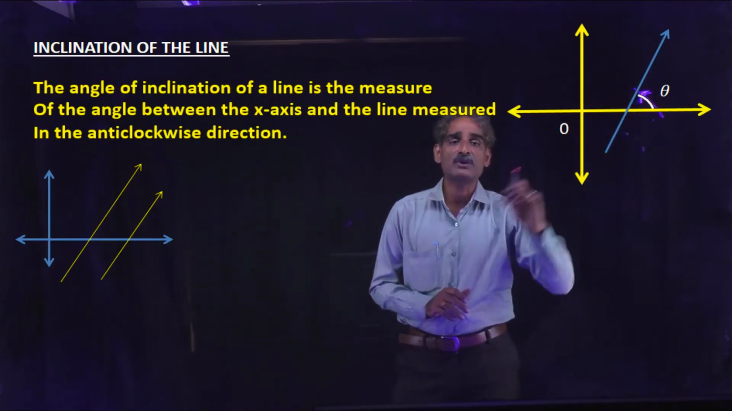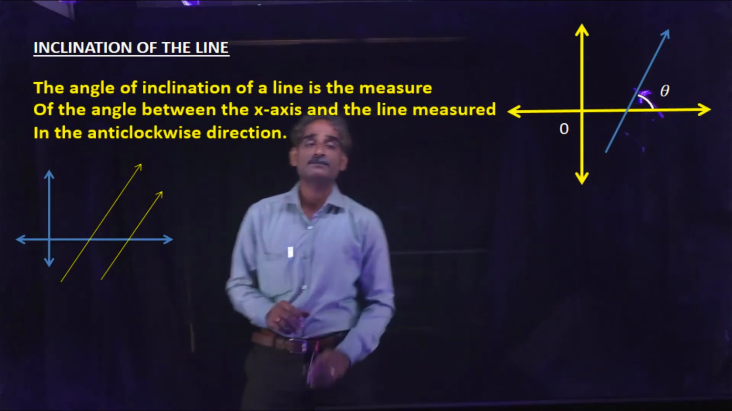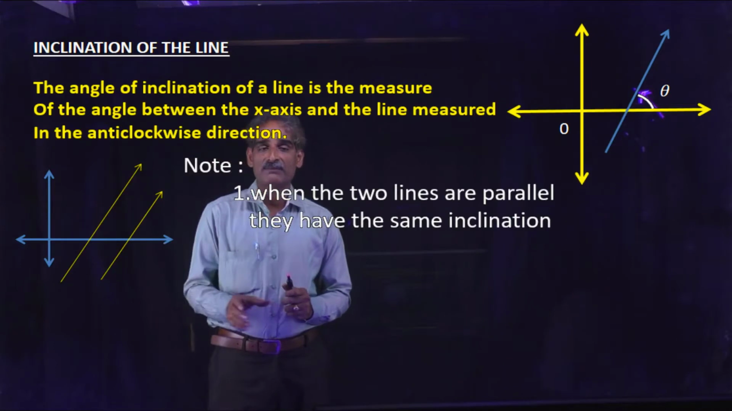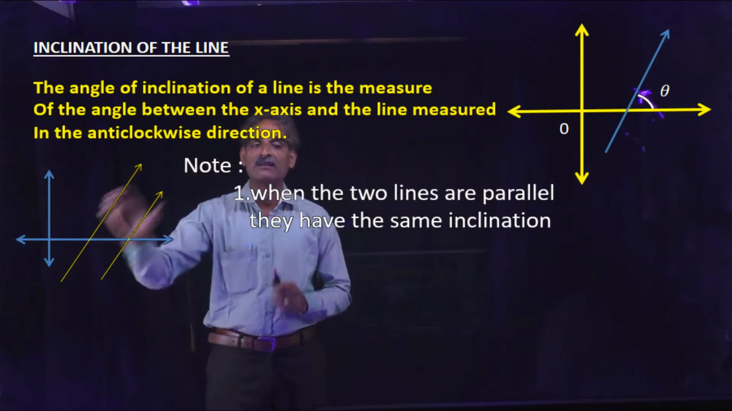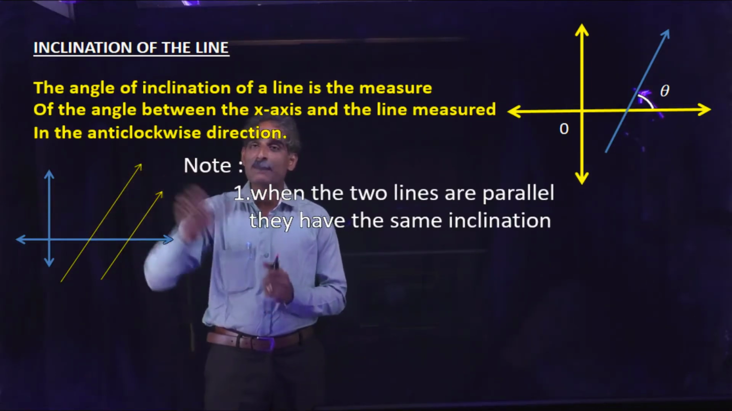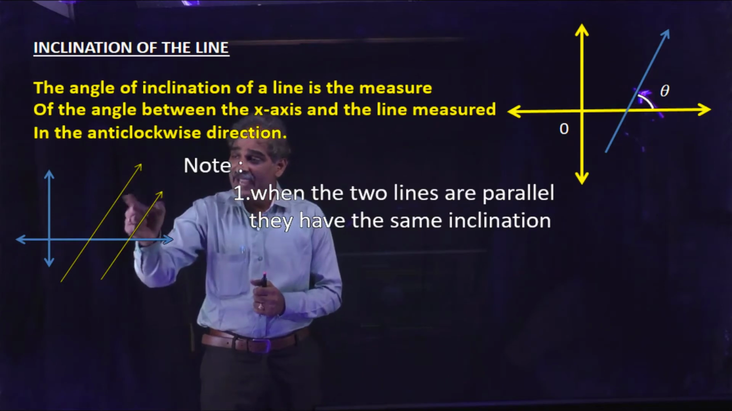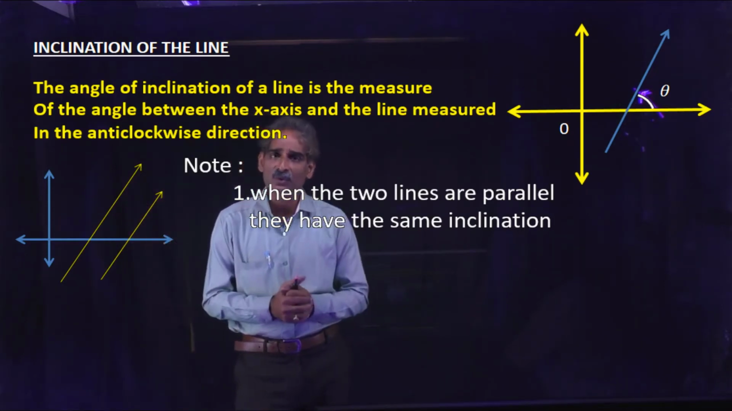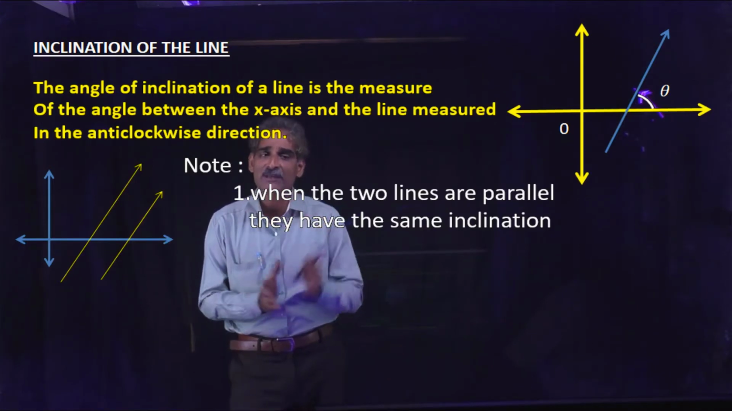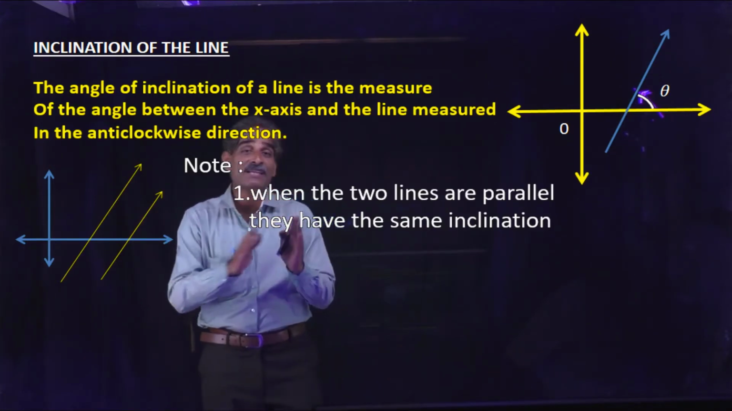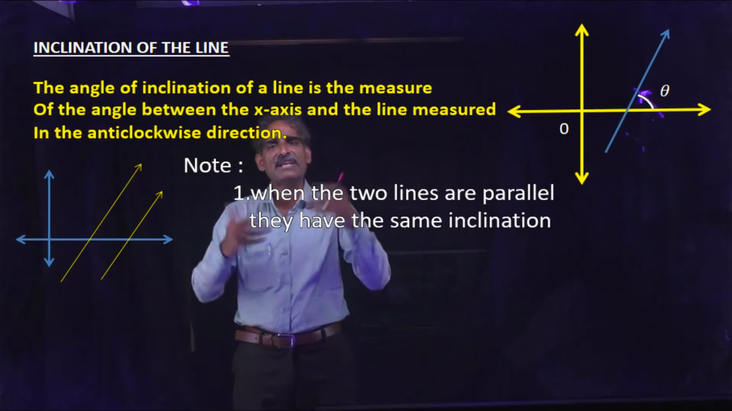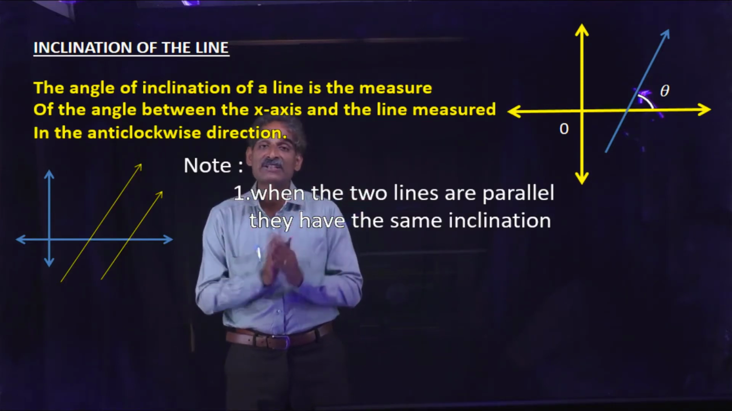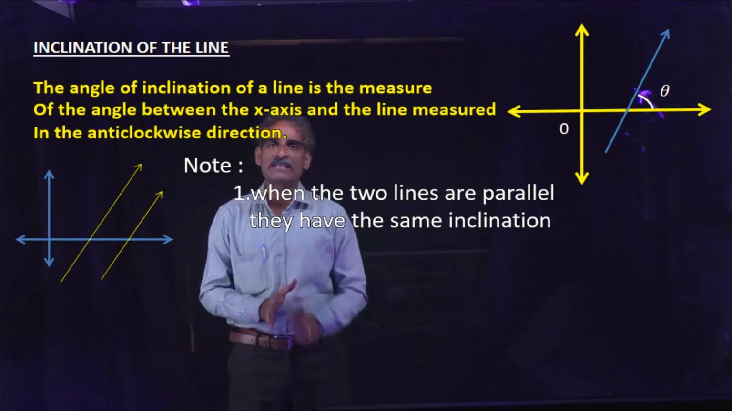Okay. Now observe this next one. Here these two lines are parallel. When two lines are parallel, the angles made by these two lines with the x-axis are the same. All of you know. When two lines are parallel, they have the same inclination. If you take any two lines anywhere that are parallel, their inclinations are the same. Next.